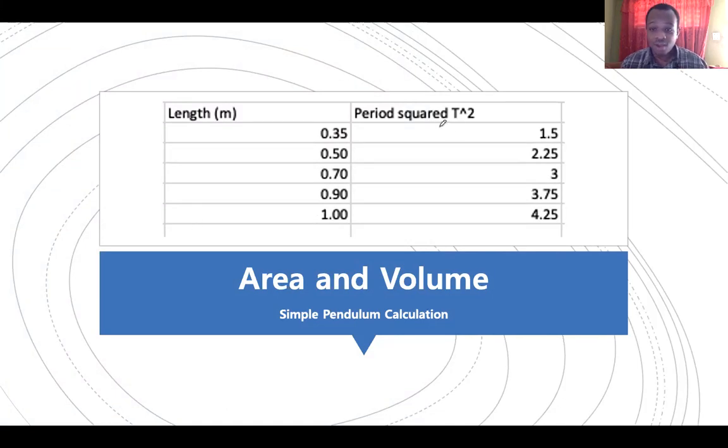And we have our period squared. Our period squared values go from about 0 to about 4.5 or 4.25, thereabout. So go ahead, you're going to need graph paper.